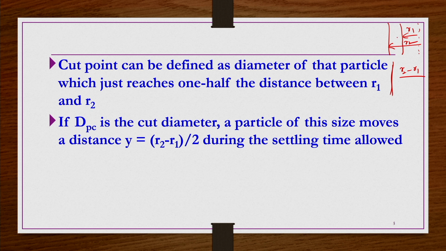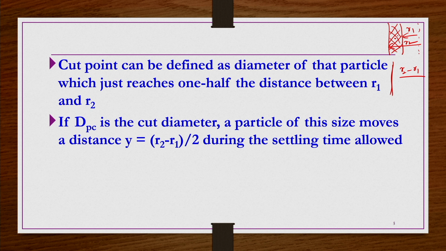So, now dPc is reaching the distance of R2 minus R1. The distance between R2 and R1 is nothing but this liquid surface distance, that is, R2 minus R1. We are taking this particle dPc based on half of this distance, that is, R2 minus R1 by 2, the distance that the particle reaches within the residence time of the liquid.